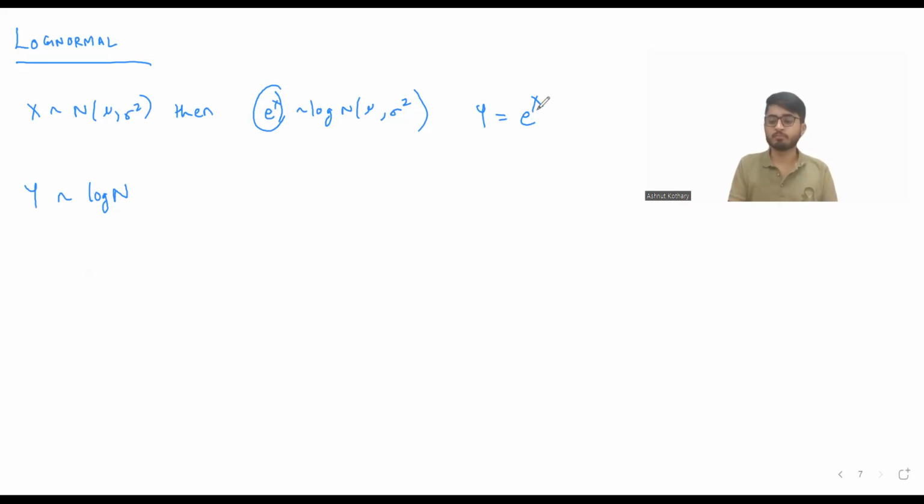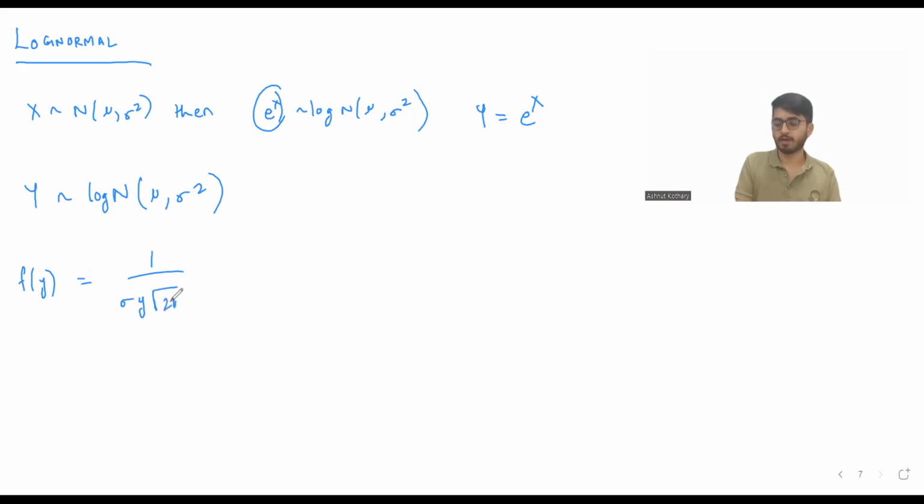So in theory, we keep on writing either log or ln. Both mean the same thing. But when you're using a calculator, keep in mind that there log means base 10. Here by default we're assuming base e everywhere. So y follows log normal with parameters mu comma sigma square. The PDF will be of this form: 1 by sigma y root 2 pi, exponential minus half, ln y minus mu by sigma, whole square.